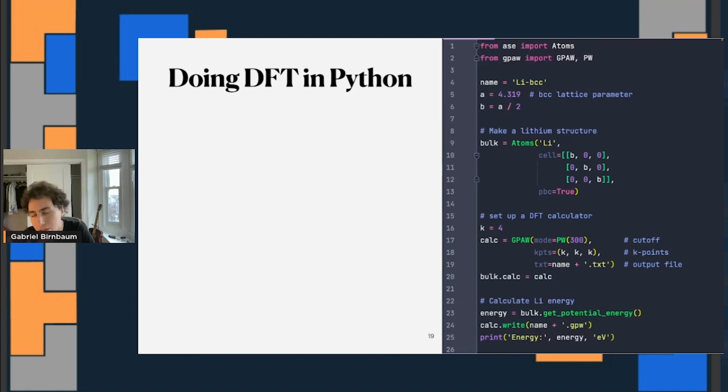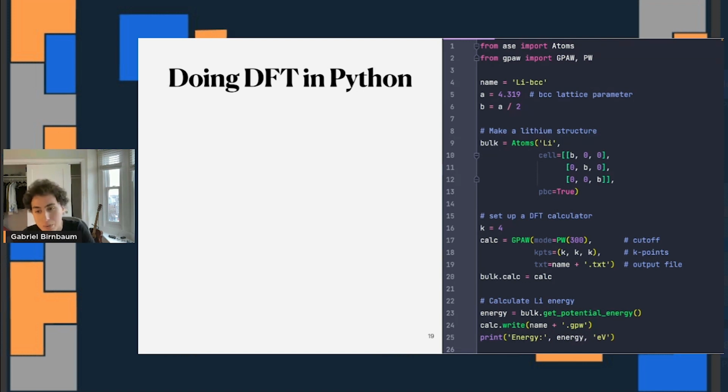So we import from ASE the atom structures. From GPAW, we import the calculators. We give it a name. And in line 5, we determine a parameter. None of this is very interesting, but around line 8, it gets quite interesting, which is we make a lithium structure. So we set a lithium atom, we define its cell, so its crystal structure, to look like so. You basically define a matrix to say where the lithium atoms are. And then you say that this is a periodic boundary condition, so this will repeat itself.